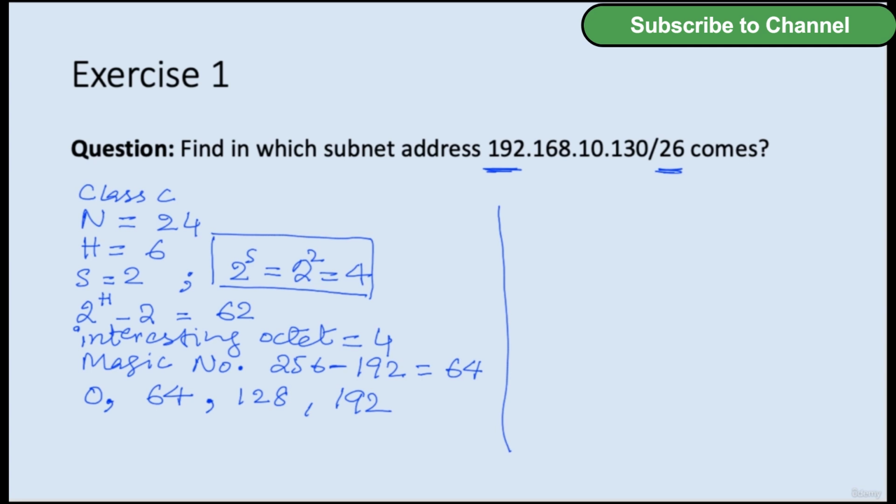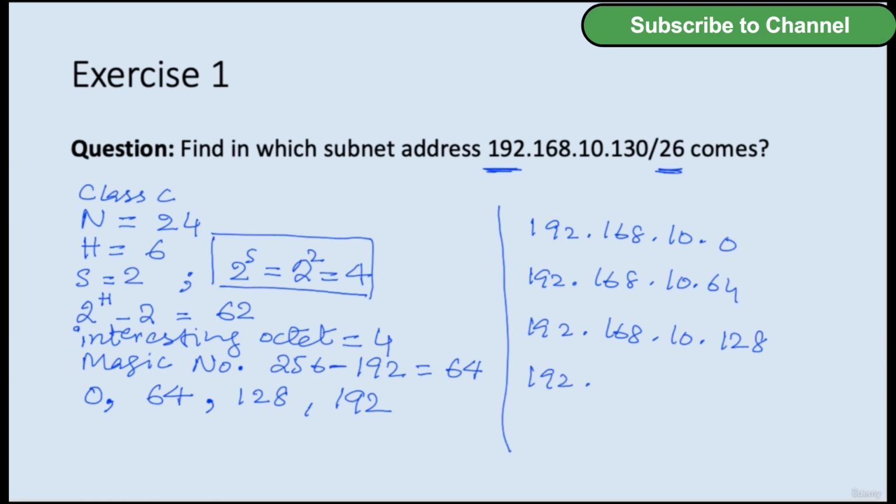So now I'm going to write my 4 subnets. First will be 192.168.10.0. The other will be 192.168.10.64. The next will be 192.168.10.128. The next will be 192.168.10.192. So the address 192.168.10.30 will be in the 3rd subnet. So this is the answer. This address will come in the 3rd subnet.